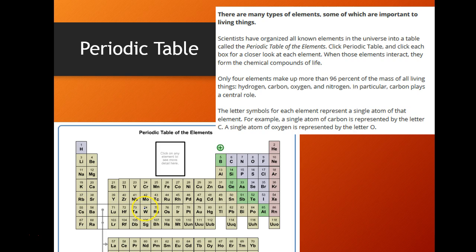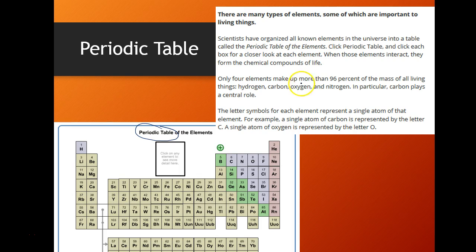To organize all of these elements, scientists have arranged them in something called a periodic table. The periodic table shows all of the elements that are known currently, and they're organized based on their characteristics that really determine how they interact with other chemical compounds that exist.